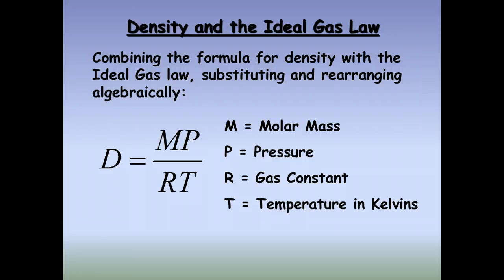Density for an ideal gas, using the ideal gas law, we've done a little manipulation, and I can show it to you in class if you need it, but we've replaced moles with molar mass, and we've replaced volume with density. And we get that D equals MP over RT, and again, use the same gas law constant, temperature still has to be in kelvins. And molar mass will be in grams per mole.